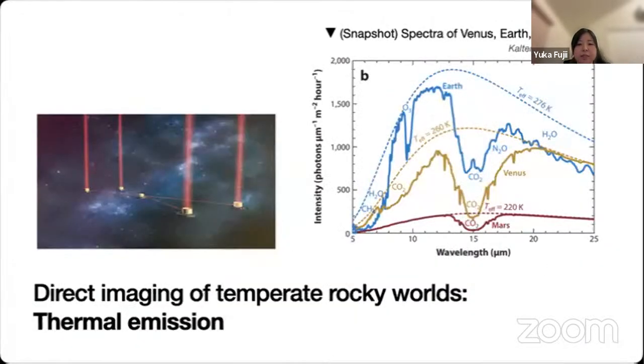Okay. Finally, I'd like to touch on thermal emission briefly. Here, I'm showing the thermal emission spectra of the Earth, Venus, and Mars taken from Kaltenegger 2017. All these spectra show prominent absorption features of CO2, as mentioned earlier. And also, Earth has features due to water vapor around here. And thermal emission is a very nice probe of the temperature.